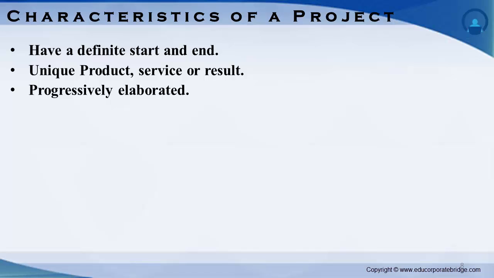Progressive elaboration is also called rolling wave planning. Some of the examples of a project are developing a new product, service, or result, developing or acquiring a new or modified information system, constructing a building, industrial plant, or infrastructure, implementing, improving, or enhancing existing business processes.